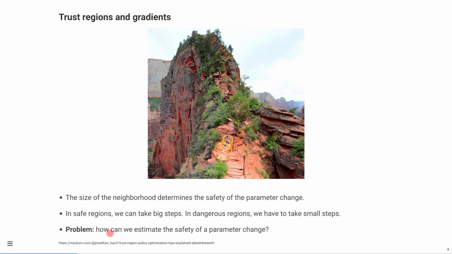So our problem is now, for a parameter update, for the current weights of the parameters, what is a safe region? What is a trust region? How big is it? And can we estimate what is the maximum change in the parameters that we can do in order to improve the objective function, but keeping safe?